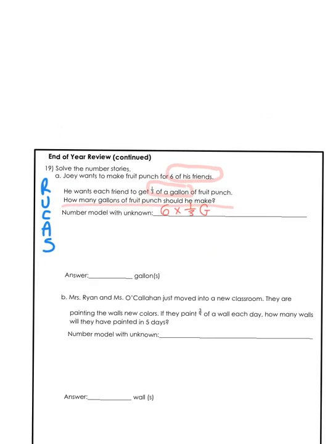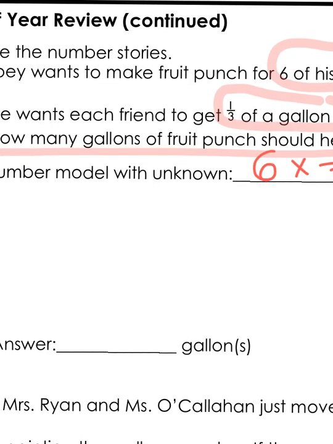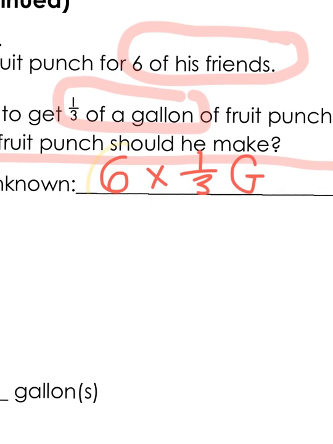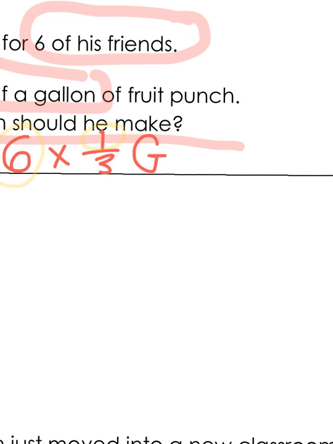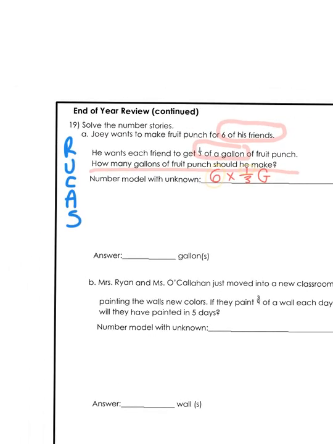So just as a reminder, when I multiply a fraction by a whole number, I'm only going to be multiplying the whole number and the numerator. I do not multiply the whole number by the denominator. So basically I'm being asked to multiply 6 times 1, and that's going to give me an answer that is fractional. That answer will be an improper fraction that you will have to convert into a mixed number or a whole number. So how many gallons of fruit punch is Joey going to need?